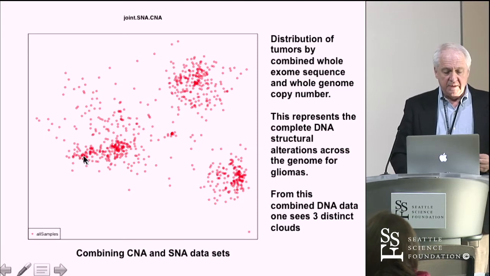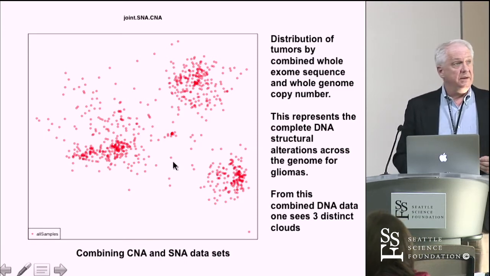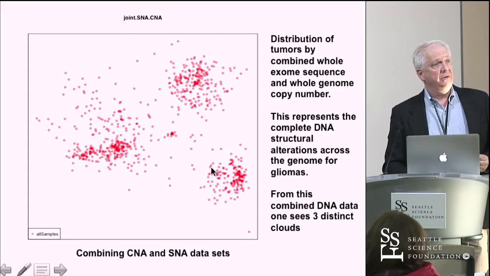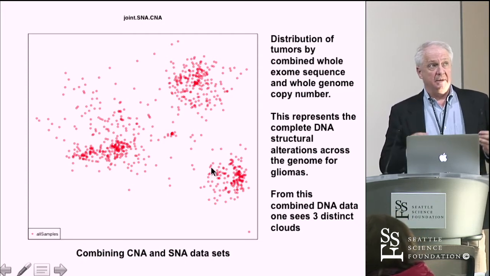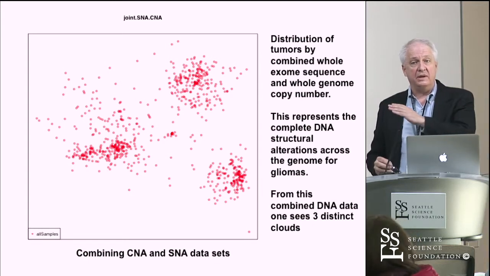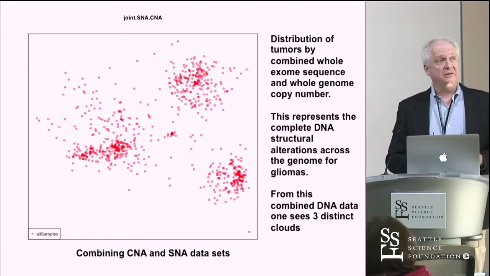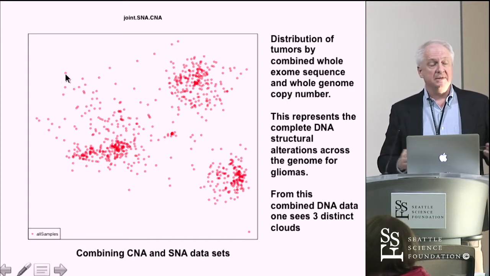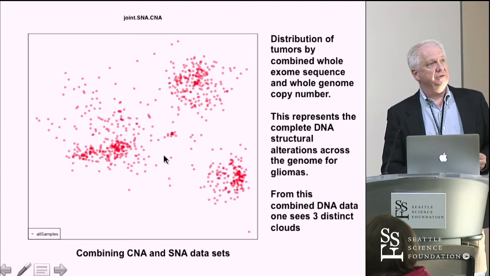Here we go. And each dot here is a tumor. If you have 2 dots that are very close to each other, they have very similar, in this case, whole exome sequence and whole copy number across the entire genome. So vast amounts of data. And then, of course, this dot and that dot are 2 different tumors with very different structure, essentially.